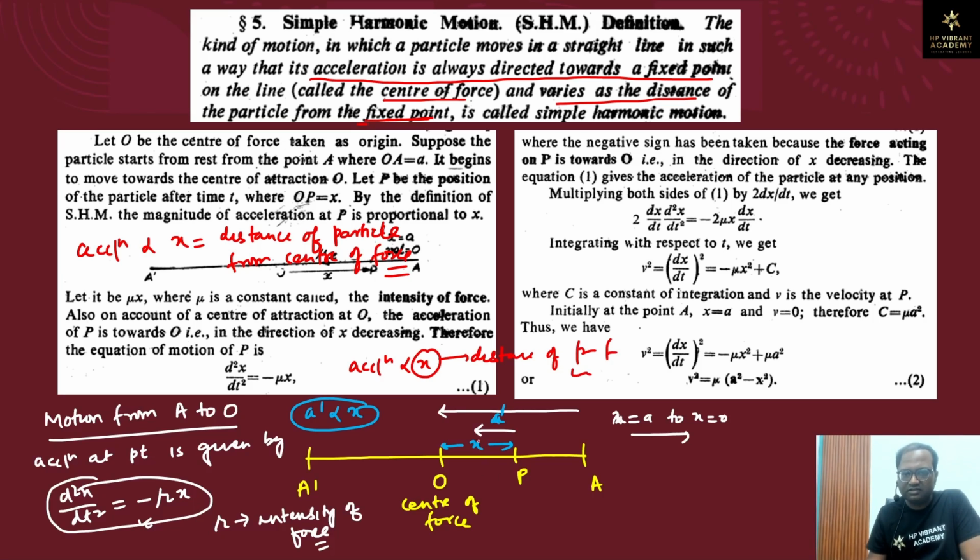So this is the value of x. At P there is a particle, so the distance of the particle from O is x. This acceleration is proportional to x, and we have acceleration x double dot is equal to minus mu into x. We are taking the negative sign because the acceleration is directed towards the center of force and is in the direction of x decreasing. Let us move further.